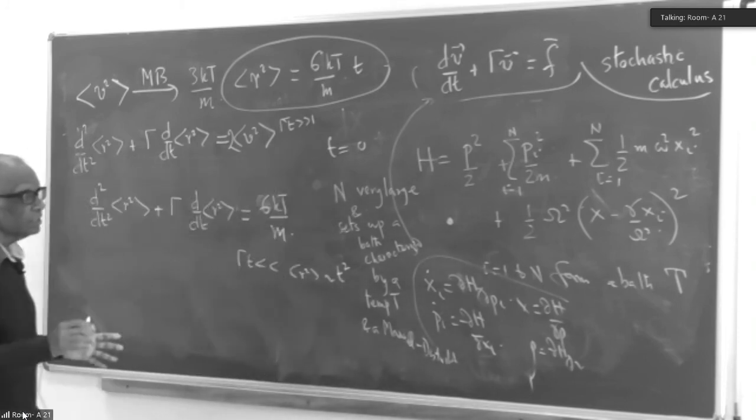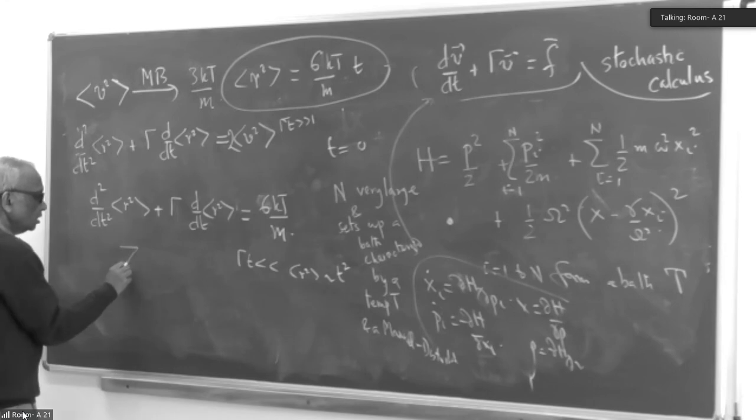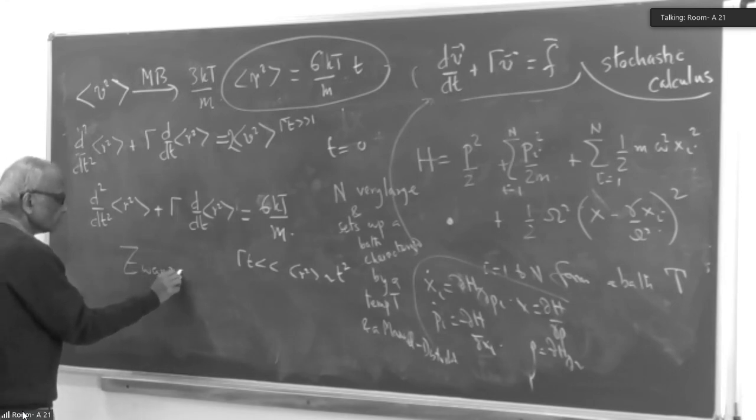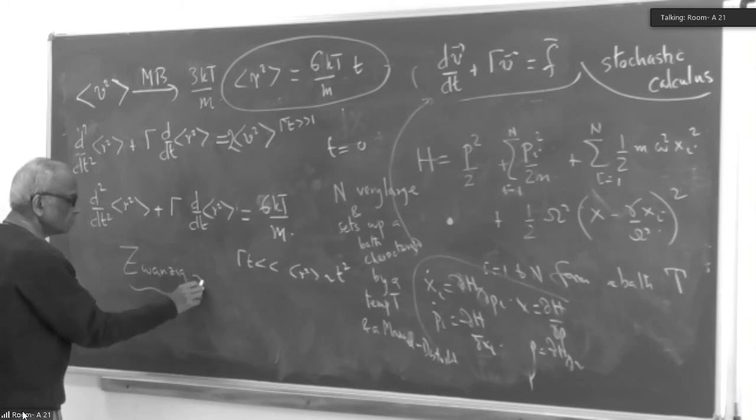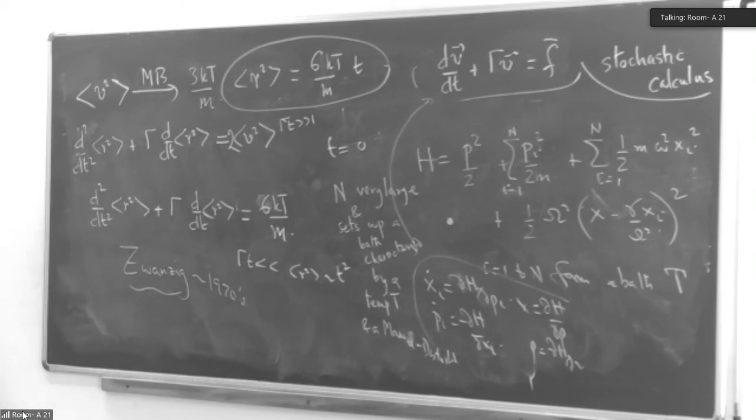So that's an interesting exercise. The original paper is due to Zwanzig, sometime in the 70s, and it was subsequently used extensively for various types of approaches to systems, trying to study the approach to equilibrium.